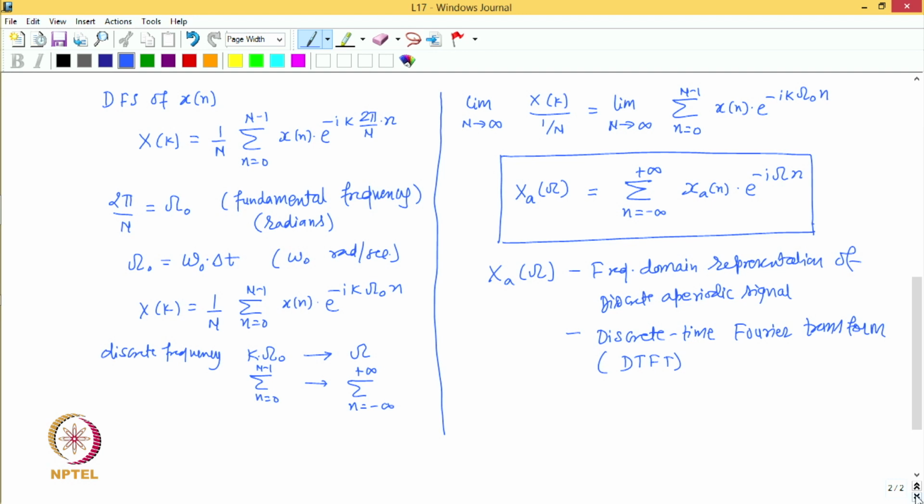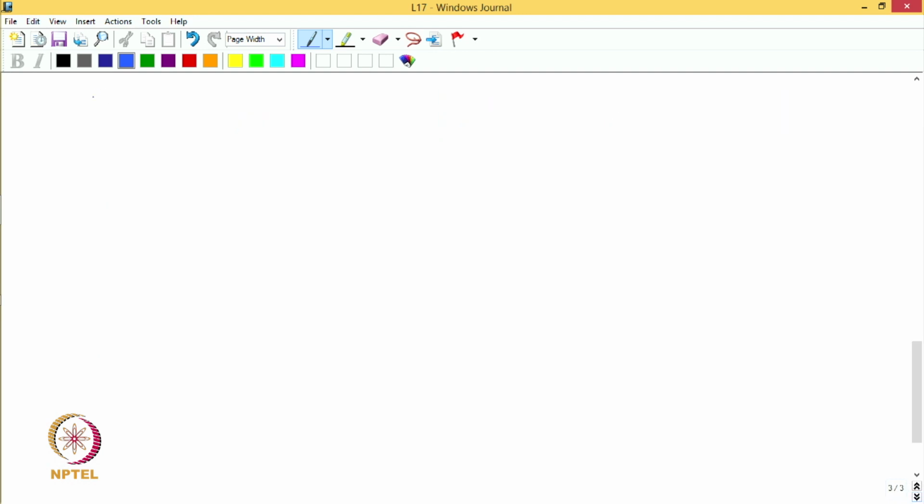Let us go to next page. So, let us look at the nature of x a omega. The first observation is that the frequency omega is continuous, right. So, x a omega, the spectrum is continuous, which means that its value is defined for every frequency omega. So, it is a continuous spectrum.